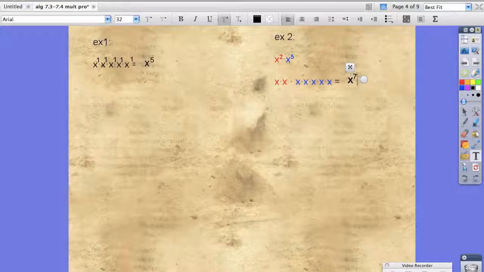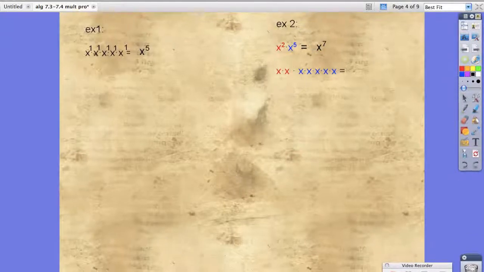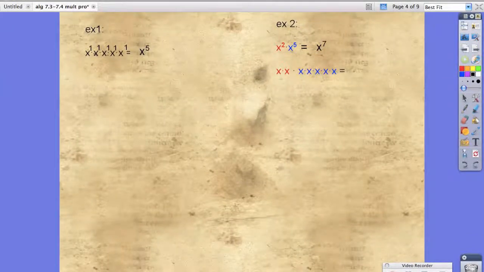So as we're going through this, you should be thinking of a shortcut. Rather than having to write x squared 2 times and x to the fifth 5 times, there has to be a faster way of getting from here, x squared times x to the fifth, to x to the 7th without having to write each one down individually.